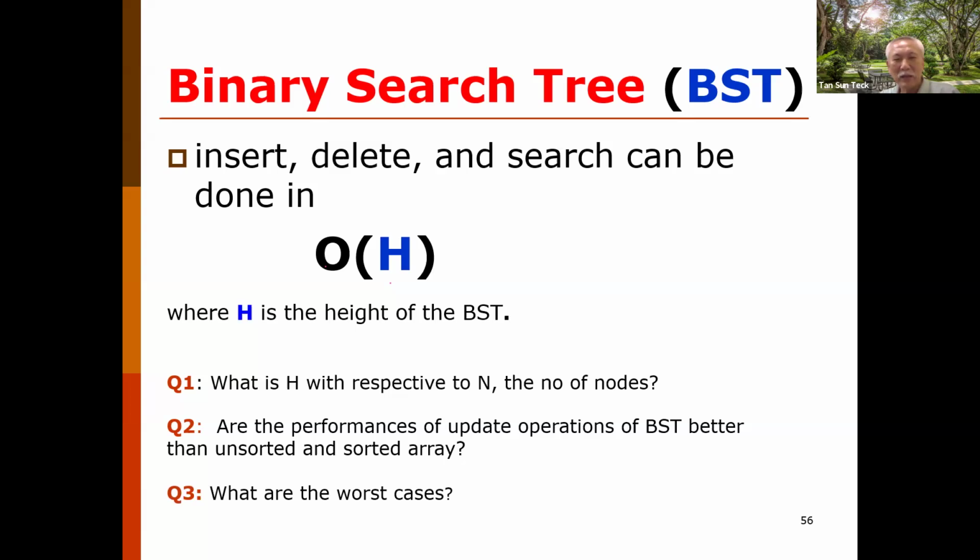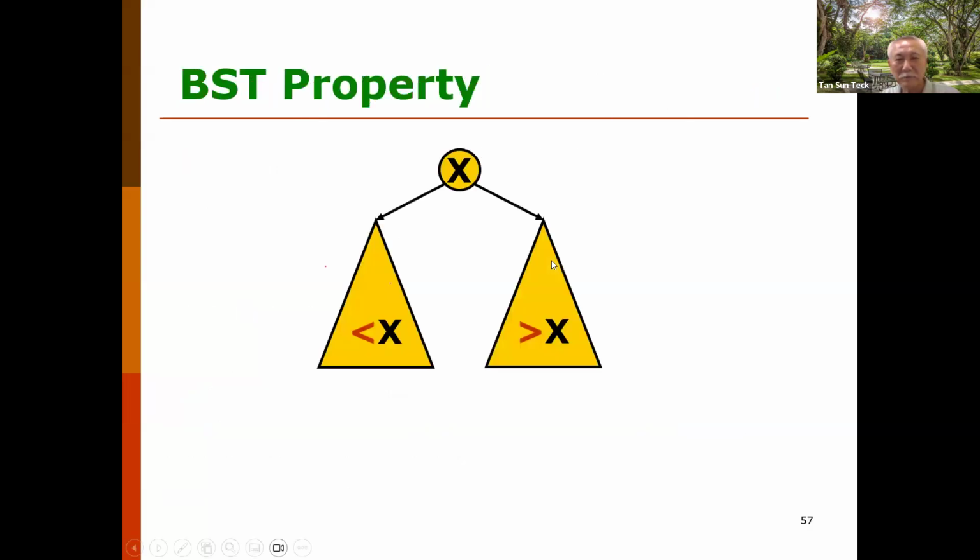Okay, what is the worst case? The worst case is every time you insert, what happens? You always go to the left all the way until the last, or you always go to the right. So then this insertion results in a linked list because it always goes to one side. That is the worst case. So the height is basically equal to the size of the data.